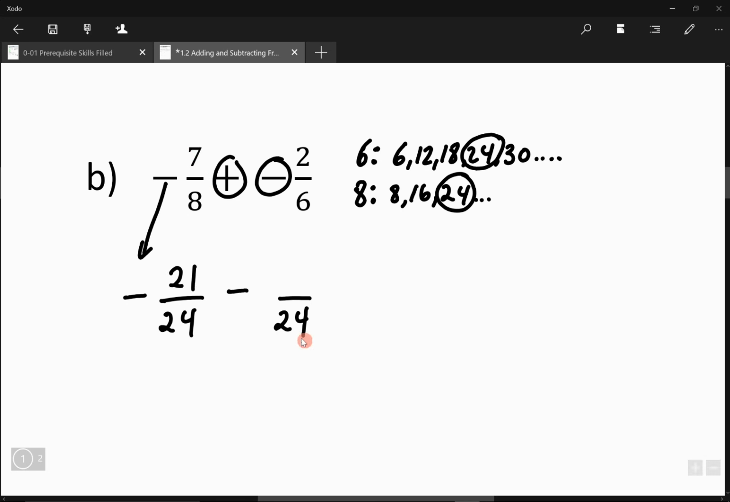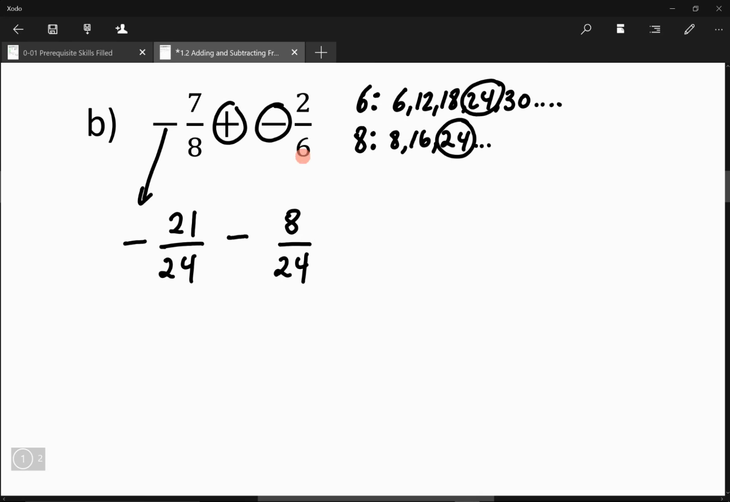To go from 6 to 24, I multiply by 4. So I have to do the same thing on the top here. 2 times 4 is 8. So I'm going to write 8. Now here are my fractions, negative 21 over 24 minus 8 over 24.